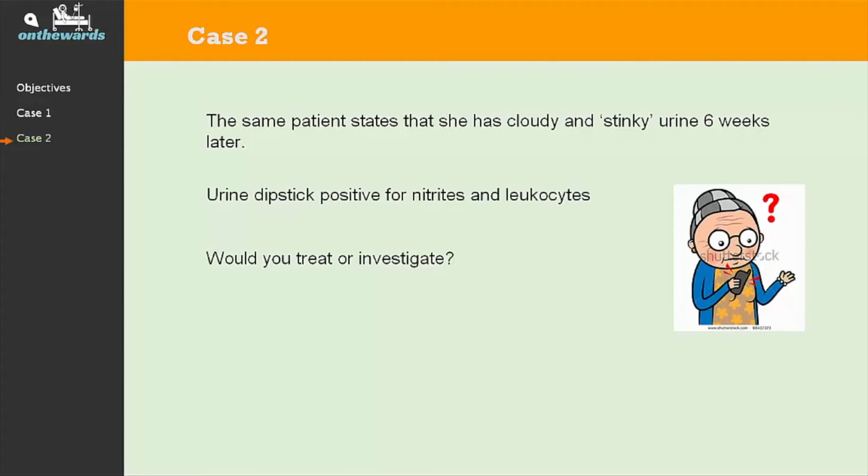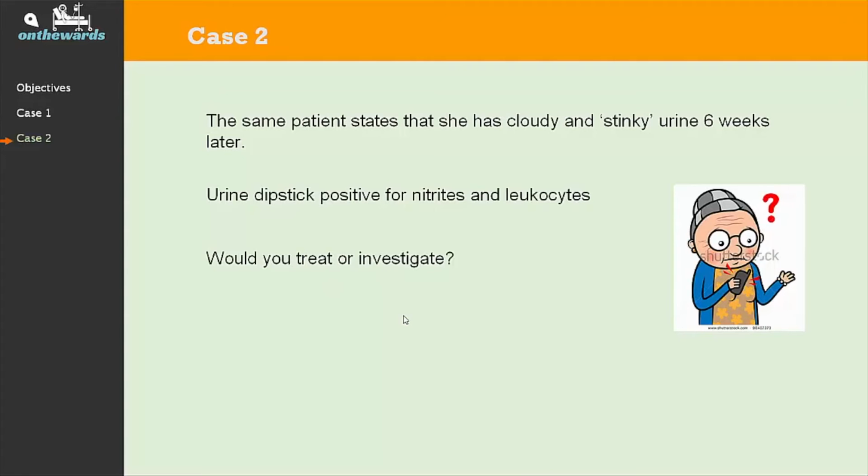Okay, case 2. So Mrs. BB comes back to you now, and she states that she has cloudy and stinky urine 6 weeks later after you've treated her for her urinary tract infection. Now, you do a urine dipstick, and it says it's positive for nitrites and leukocytes. Now, would you treat or investigate for that?